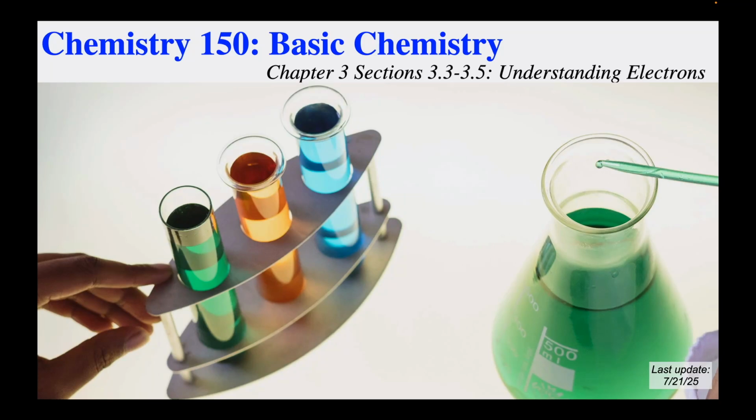Greetings and welcome to the Chemistry 150 lecture for Chapter 3, Sections 3.3 through 3.5, where we're going to look at how the electrons are based around atoms in a lot more detail. This is a pretty interesting chapter. We talked a little bit about protons, neutrons, and why electrons are important, but we're going to see in this section some really strange things that are quite different from our day-to-day reality.